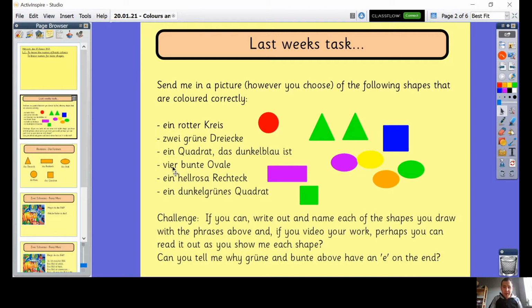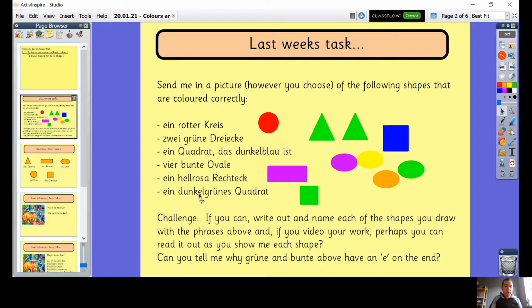And then we've got vier bunte Oval, so four multicoloured or colourful bright ovals. Now I can't do multicoloured on here, so I have given you four different coloured ones there. However you chose to do those, as long as they were different colours or a combination of colours. Ein hellrosa Rechteck, okay, and that is a light pink rectangle, and again that's the closest that I could get just on here, so it would have been a light pink.